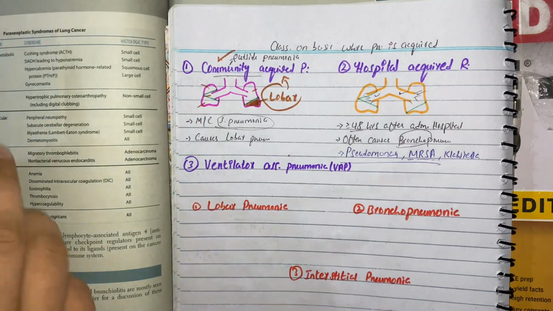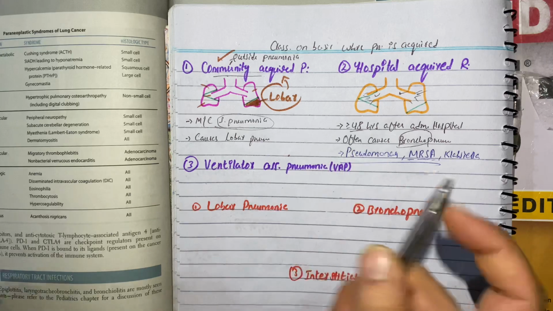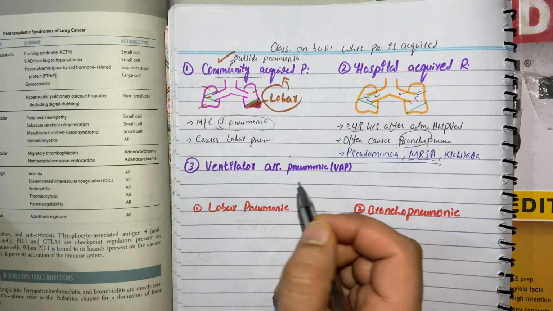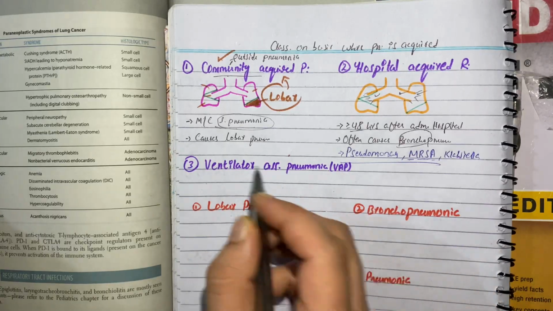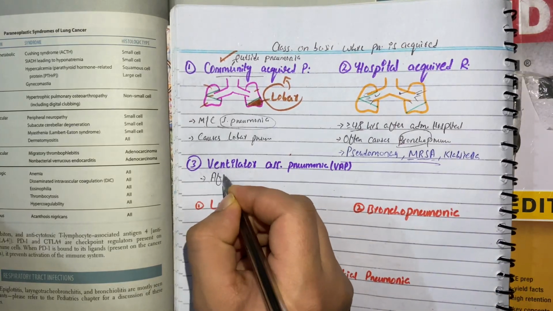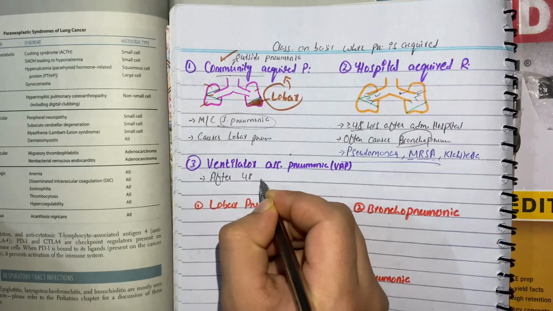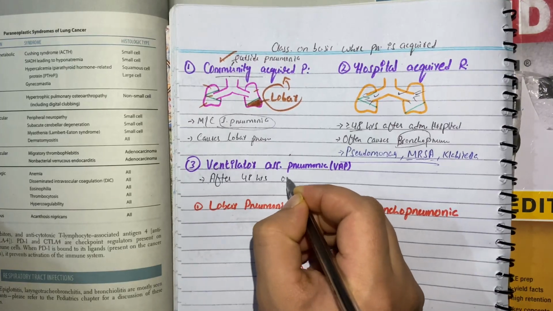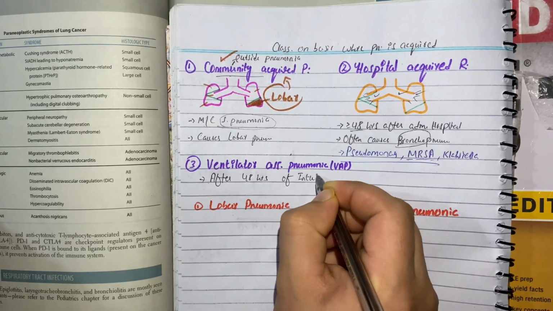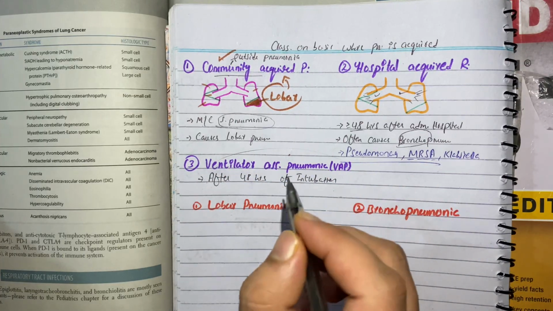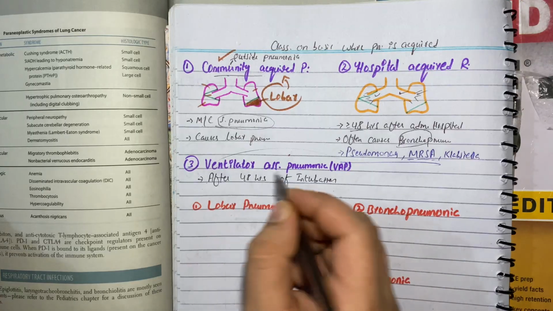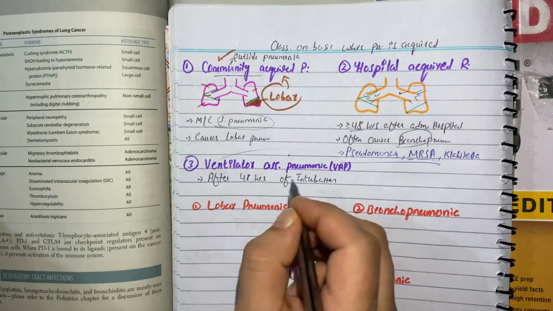The last one is ventilator associated pneumonia. From the name you can judge when it occurs: after 48 hours of intubation. So this occurs after 48 hours of intubation. Simple. This type of pneumonia is called ventilator associated pneumonia. Here also Pseudomonas is mostly involved.